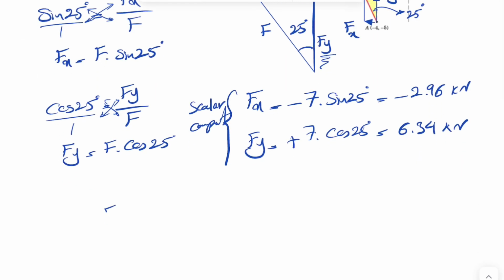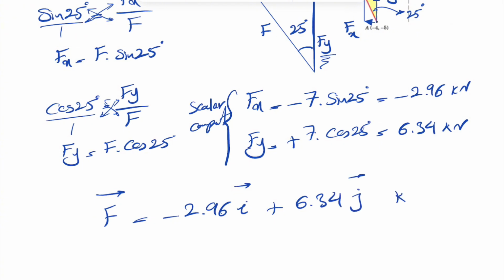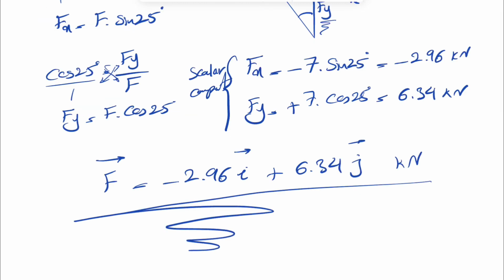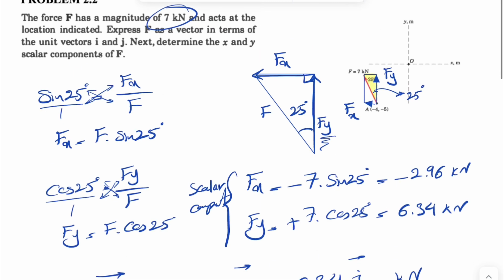And if we want to show the force F in vector form, we're going to have Fx, which was minus 2.96 i, which is our unit vector for the x direction, and we have 6.34 j, our unit vector for y, and the unit in here is kilonewtons, and this is going to be the final answer for this question. So that's where this Fx and Fy is coming from.